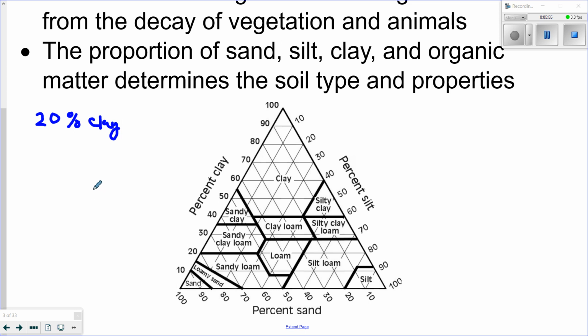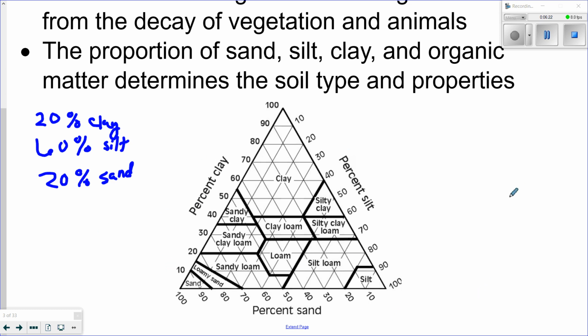Let's do 60% silt. And then that other 20% is going to be sand. And I apologize for my handwriting, I'm having to write with my mouse. So notice that the percentages do add up to equal 100.